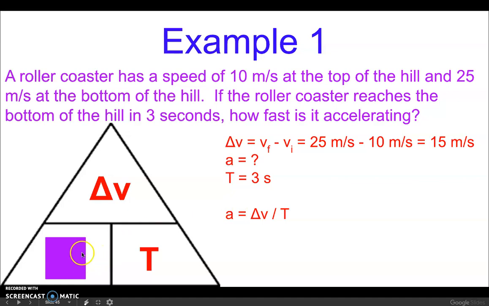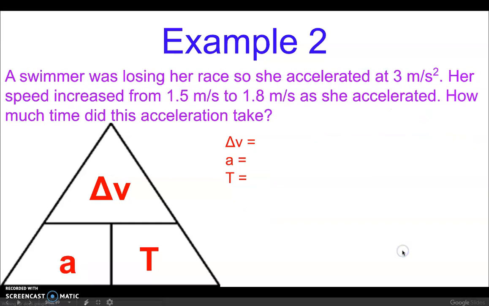Cover up A, we get A equals delta V over T. So A equals 15 divided by 3. A is going to equal 5 meters per second squared. Another way to say this is 5 meters per second. So they mean the same thing. You can write it either way. You'll kind of see me go back and forth between these two throughout today's lesson.